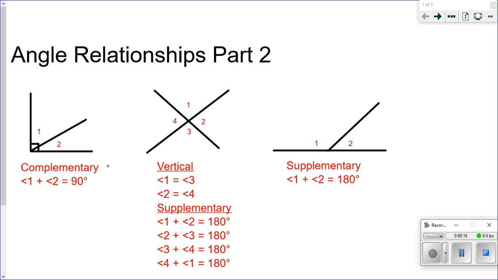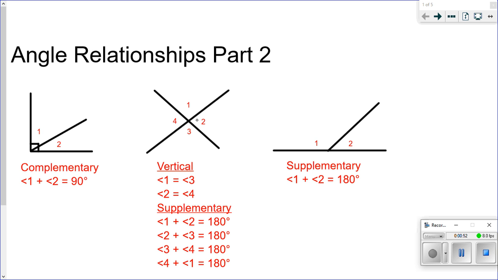So in the first one, we learned about complementary angles, vertical angles, and supplementary angles. Just as a quick review, complementary angles are two angles that add up to 90 degrees. You'll find that where you have a right angle, or a 90-degree angle, that's been split into two angles. Now vertical angles are angles that are across from each other, and the reason they're important is because they're equal. So angle 1 is equal to angle 3, angle 2 is equal to angle 4.